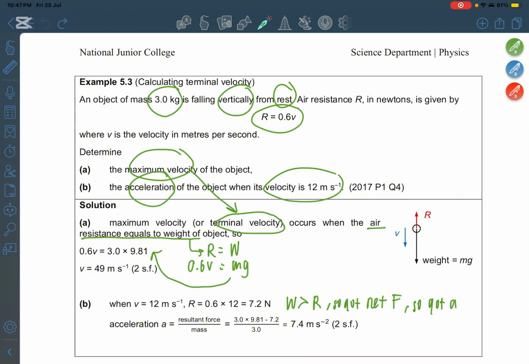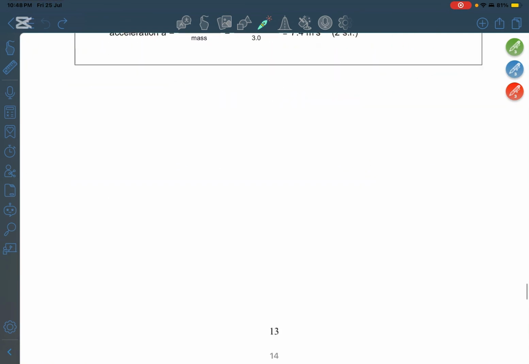Okay, then we find the acceleration of the object when the velocity is 12 meters per second. So at 12 meters per second, we plug in the values again, and we find that 7.2 newtons is the resultant force. And so again, acceleration is F net divided by m, and the resultant force is going to be weight, which is the bigger one, minus the air resistance acting on it. So this is the acceleration. W is larger than air resistance, so you have a net force, and then you get the actual acceleration.